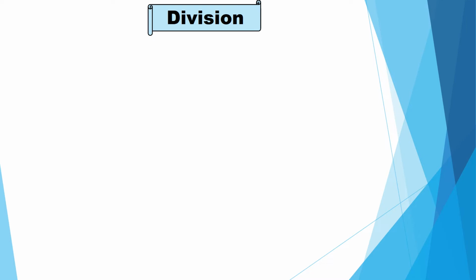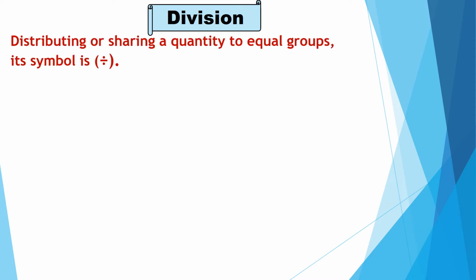Now let's start division. What do we mean by division? Division is distributing or sharing a quantity into equal groups. If we have a quantity, we will distribute it or share it into equal groups. They must be equal. And its symbol is like this.